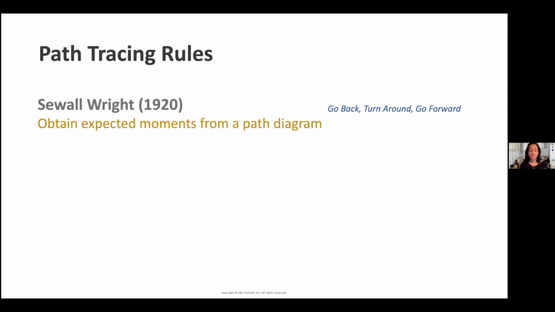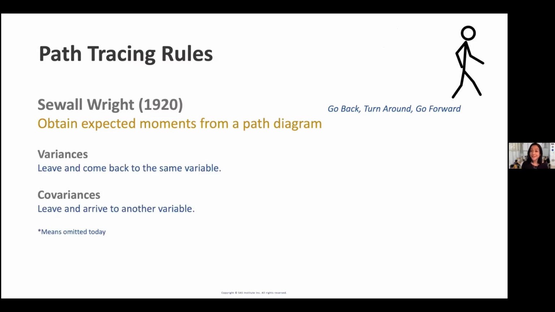And that's what we're going to use in order to understand what are the expected variances and covariances in our models. So for variances, the rules say that we have to leave and come back to the same variable.